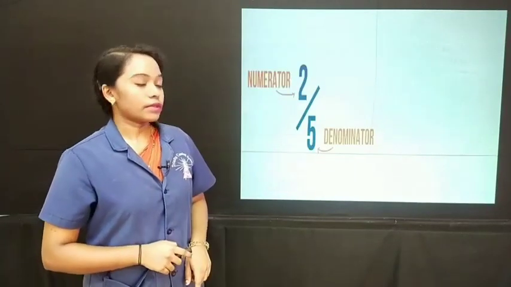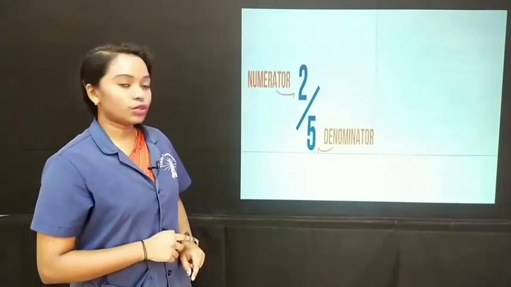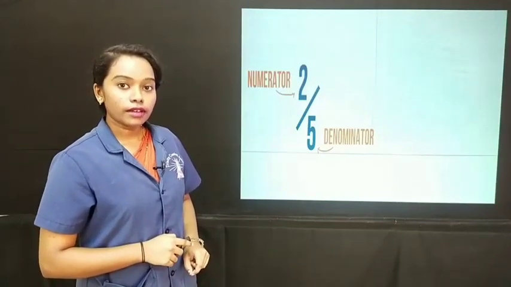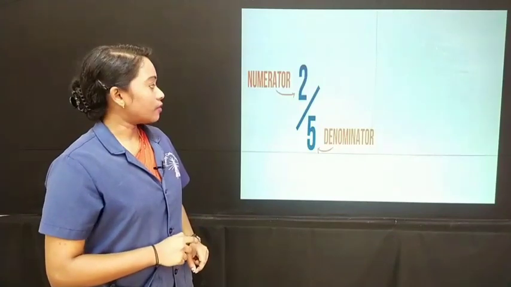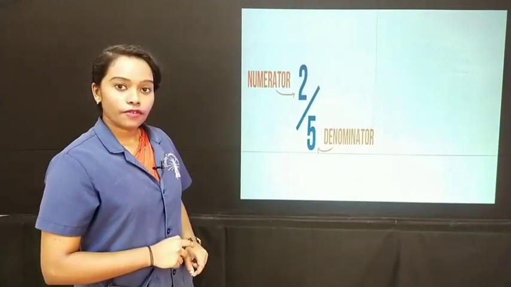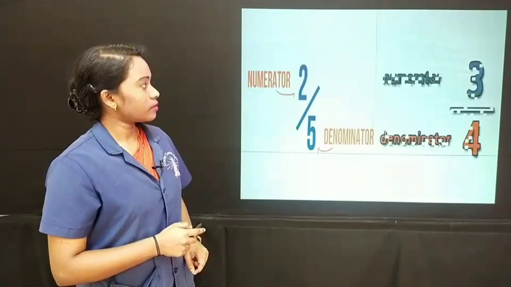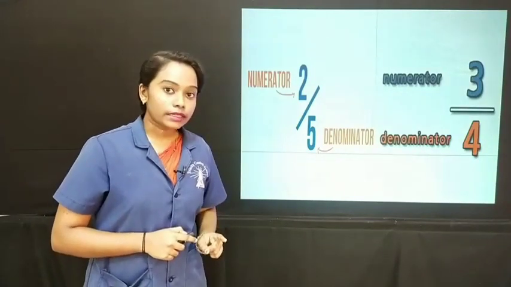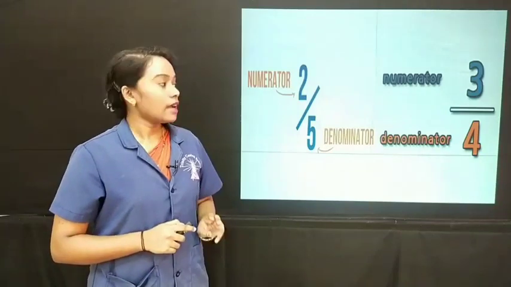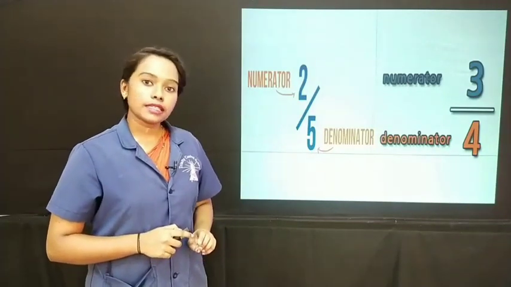Let's see some more examples. We have a fraction 2 by 5. Here our numerator is 2 and our denominator is 5. And in this fraction 3 by 4, our numerator is 3 and our denominator is 4.